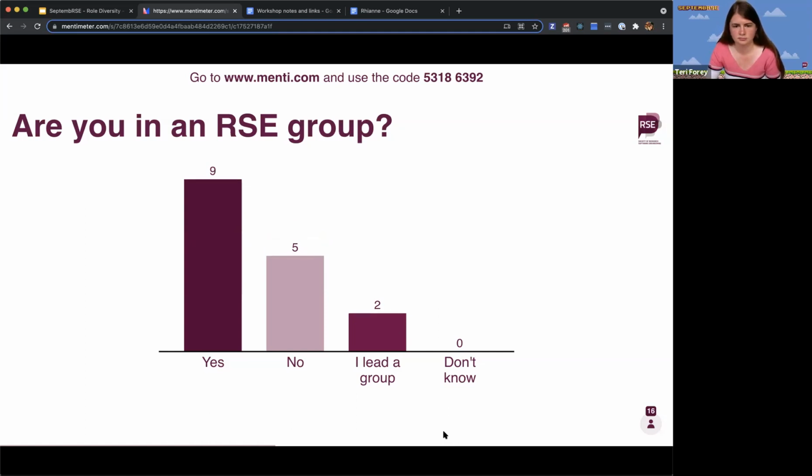Cool, so most people here seem to be in an RSE group, although it's not everybody, which is really good to know. We've got a couple of group leaders. Nobody's unsure, which I think is a good sign, as to whether they know whether they're in an RSE group or not.